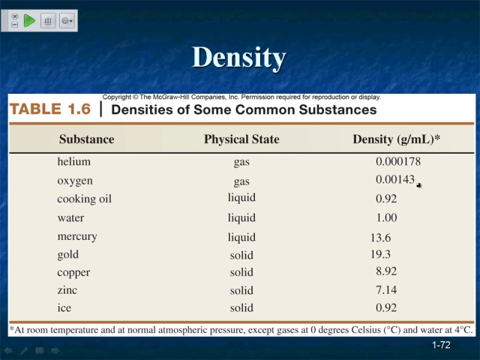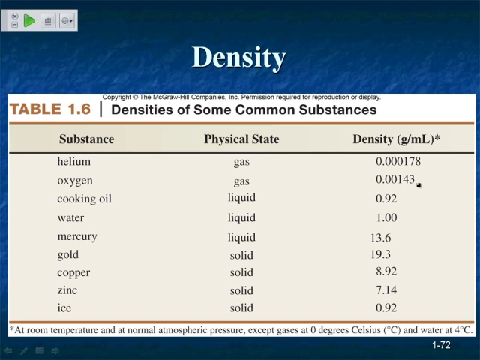So it will be difficult if you take the density of a gas with grams per ml unit. That's why for gases we usually use grams per liters. Our cooking oil is a liquid, 0.92. Water, which is perfect 1. And then mercury, which is a heavy liquid, 13.6. Gold, solid, 19.3. And then we have copper, zinc, other 2 metals.